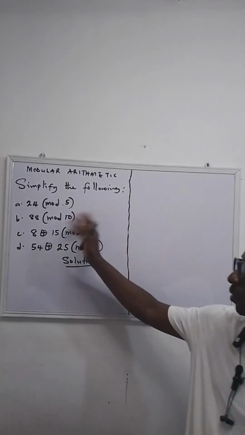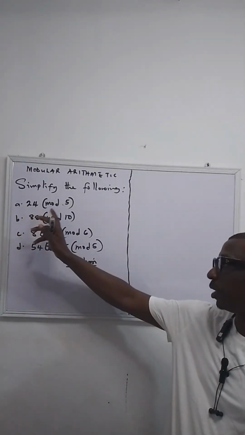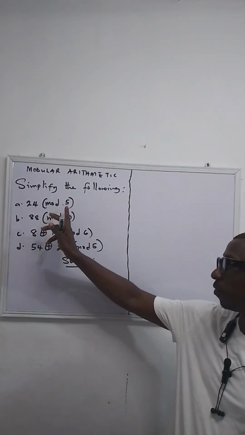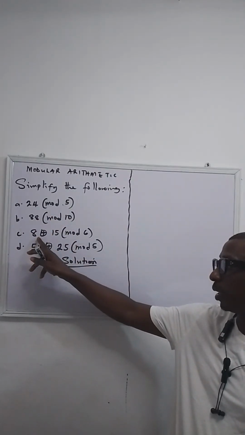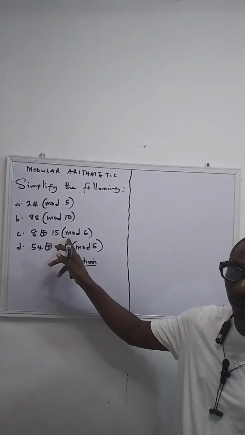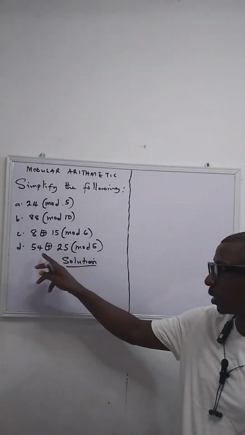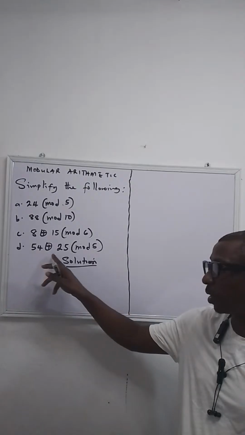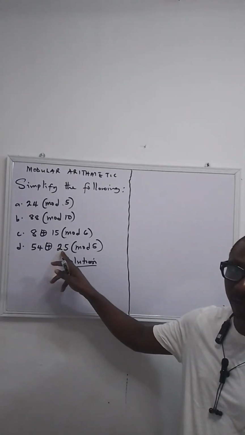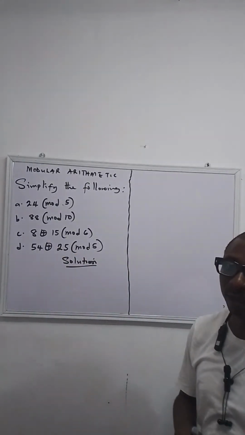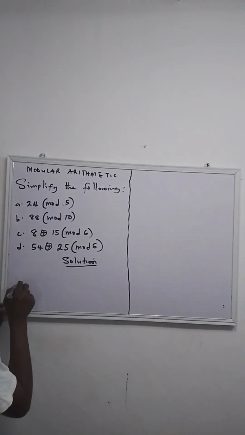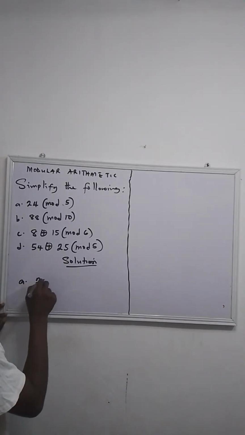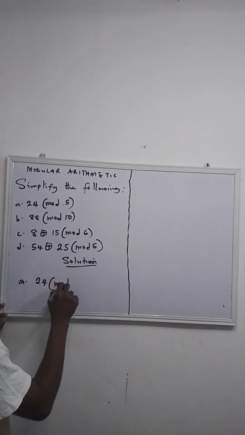Okay, so now let's look at this. You have to simplify the following. So simplify 24 in modulo 5, 88 in modulo 10, 8 plus 15 in modulo 6, and 54 plus 25 in modulo 5. Okay, so now how do we do this? Let's start with the first one. You are given 24 in modulo 5.